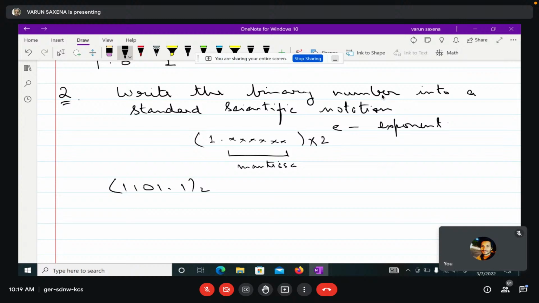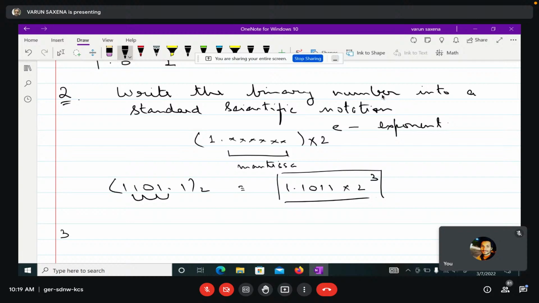So now we have to write it in this form. The decimal should go here, then 1, 2, and 3. Right? So this can be written as 1.1011 times 2 to the power of 3. You can write it like this. So this is your number now in the scientific notation. So this is the second step.